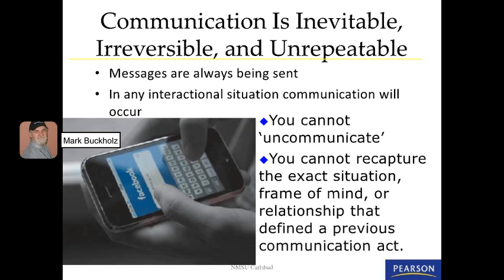Now we come to some of my favorite ideas in the entire course. Communication is inevitable, irreversible, and unrepeatable. We cannot not communicate. Research establishes that messages are always being sent. We cannot undo what we've communicated. Reality is never quite the same.